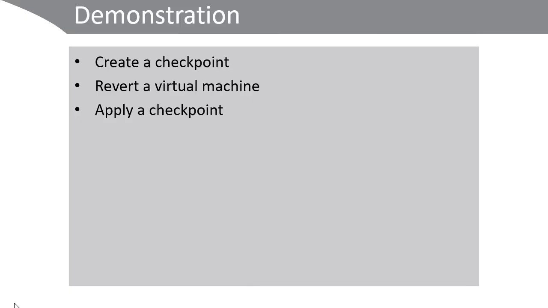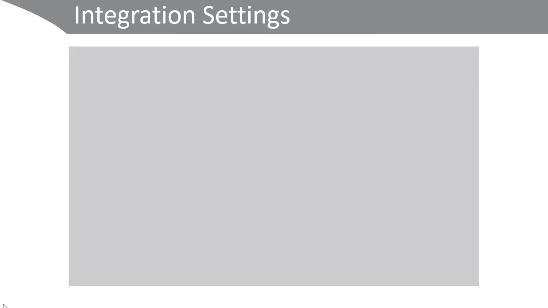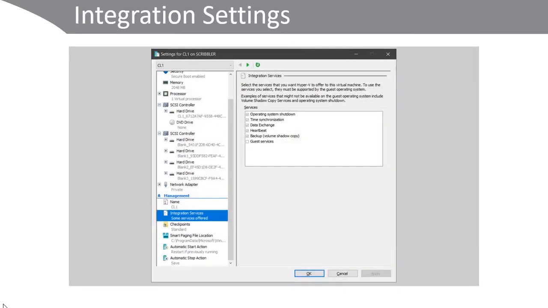So you saw how to create a checkpoint, revert a virtual machine, and how to apply a checkpoint. Integration settings for your virtual machine enable you to do things such as control operating system shutdown, time synchronization, data exchange, heartbeat, backup via the Volume Shadow Copy service, and guest services.